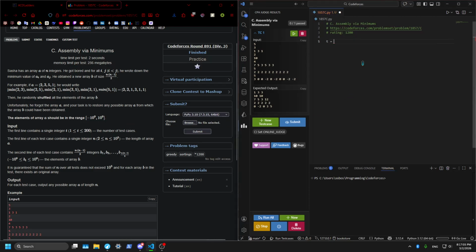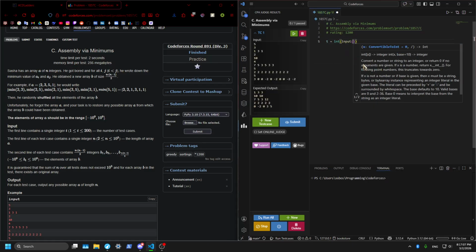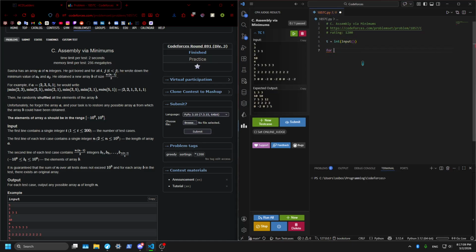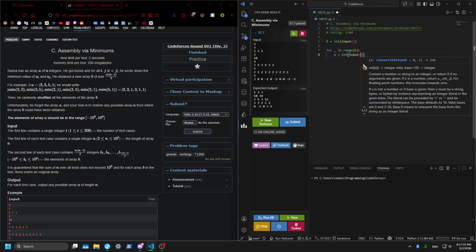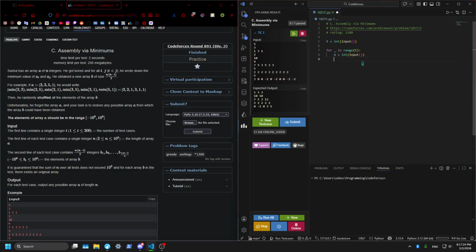First line: T equals int(input()), for _ in range(T). n equals int(input()). A equals list(map(int, input().split())). That should be all our input.